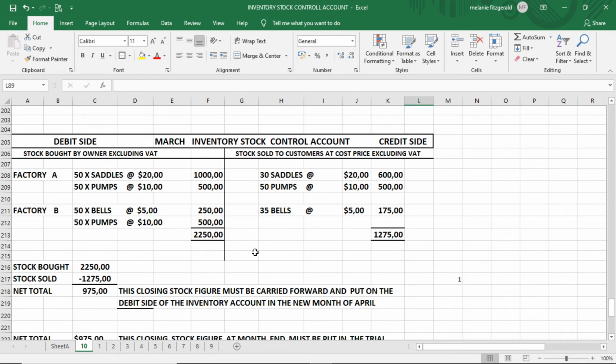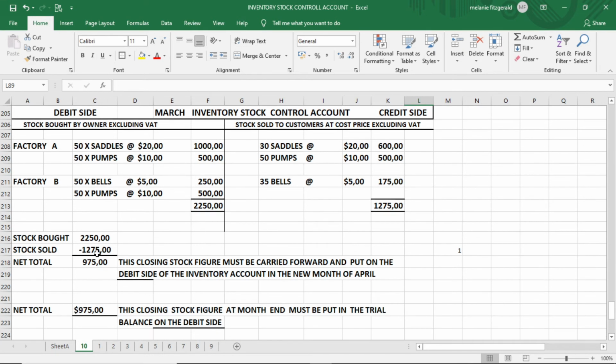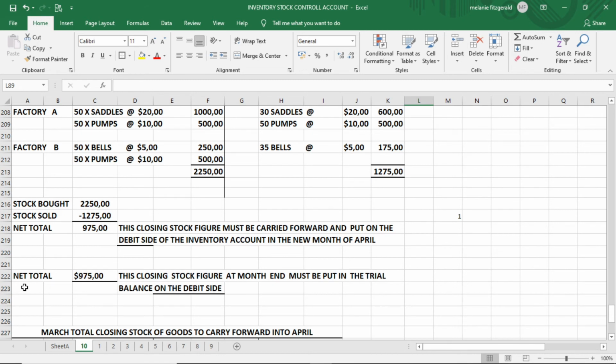worth of stock. The total stock that was bought was $2,250. Okay, so the stock bought, as I said, $2,250. The total stock sold was $1,275. The net total is $975. This closing stock figure must be carried forward and put on the debit side of the inventory account in the new month of April. So we're going to carry that forward. Okay. The net total, $975. This closing stock figure at month end must also be put in the trial balance on the debit side.